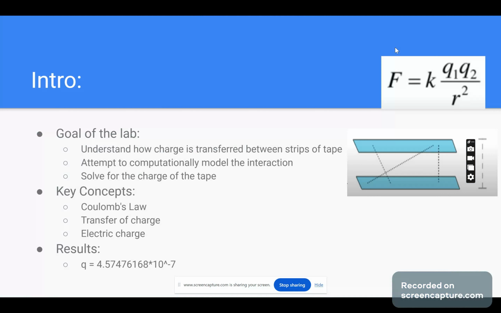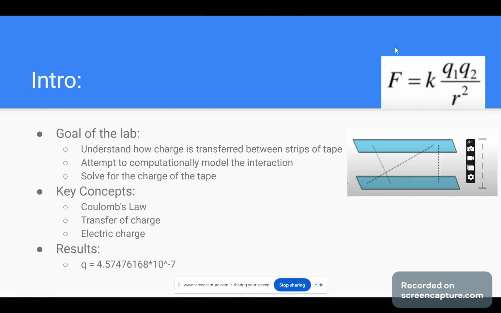So a quick intro to my lab. The goals of the lab were to understand how charge is transferred between strips of tape, and implicit in that is how to create charged strips of tape. Attempt to computationally model the previously mentioned interaction in GlowScript and to solve for the charge of the tape. And so to do this, you need to have an understanding of the underlying key concepts such as Coulomb's law, transfer of charge, and electric charge.